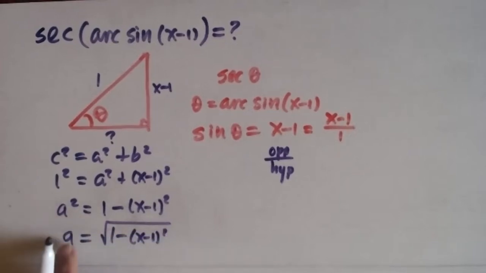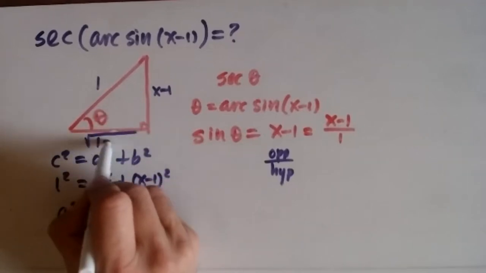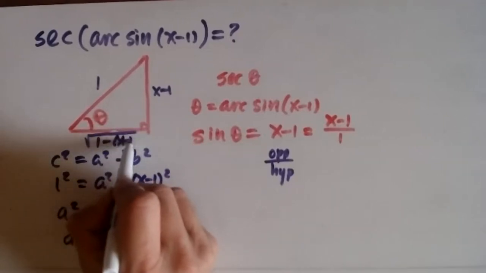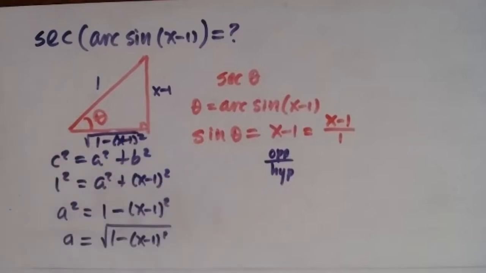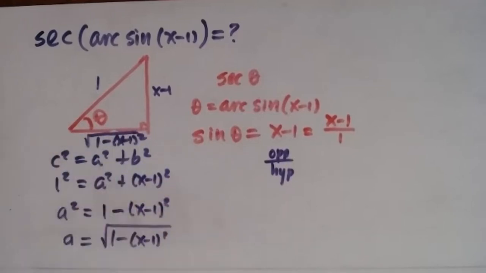Now, in this case, we always take the positive root, because technically we have positive and negative, but we're going to use always the positive. Then this portion right here is the square root of 1 minus (x minus 1) squared. So that's the value of this adjacent leg.